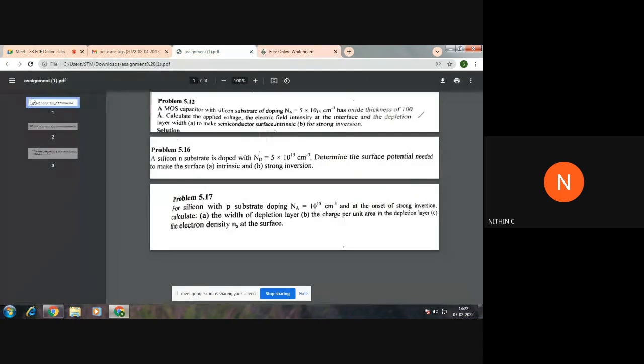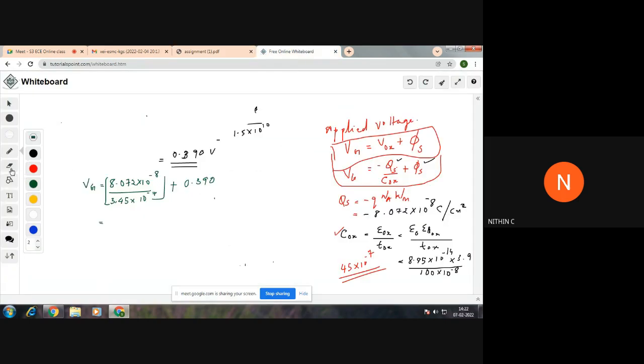Next, you need to find electric field intensity. You just leave that right now. Electric field intensity you will do after finding the case for strong inversion. Strong inversion, applied voltage, depletion width, and then you will come back to electric field intensity. For that, some other topic has to be discussed. So you can find the value of applied voltage and depletion layer width in the case of strong inversion. That will be your B part of the question.